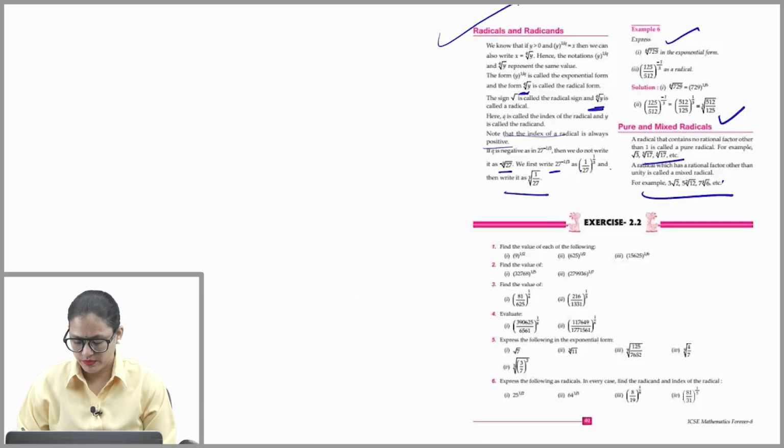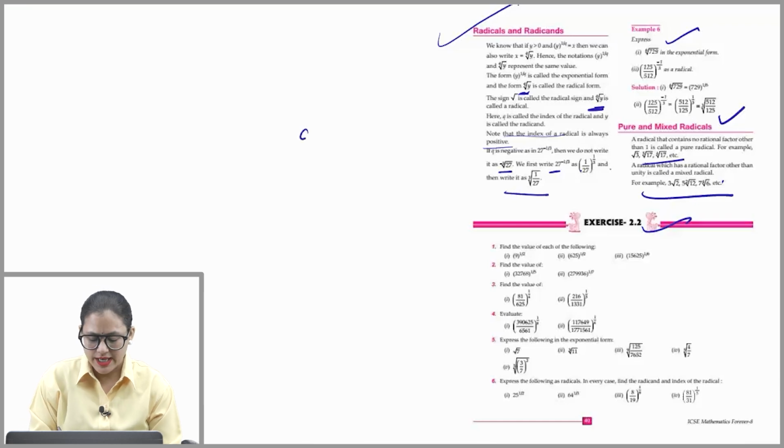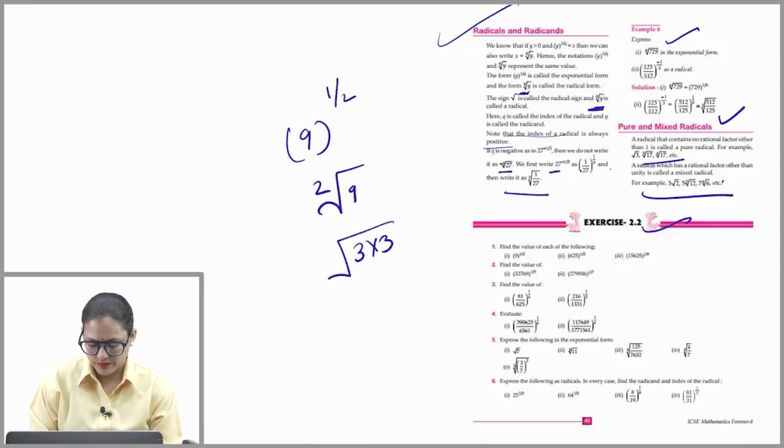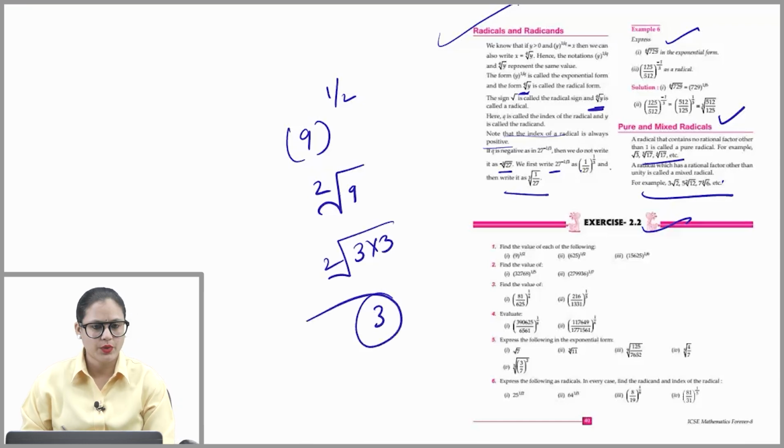Exercise 2.2, find the value of each of the following. 9 raised to the power 1 by 2. So you will write it like this, okay. 9 is 3 into 3. So the answer is 3, okay.